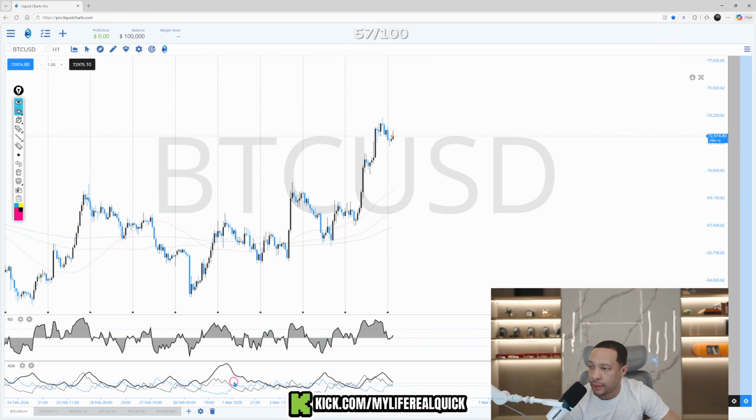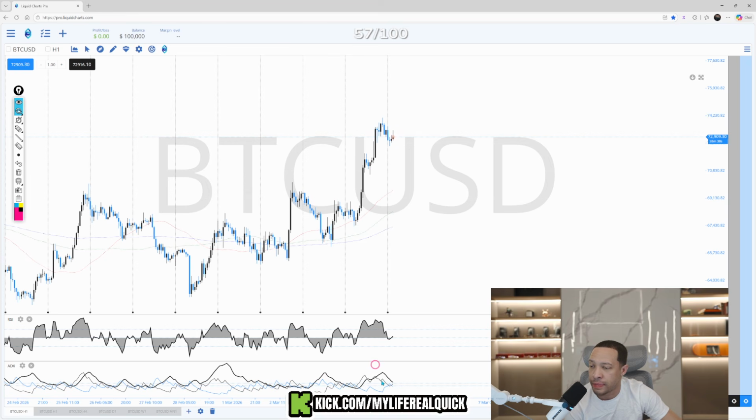Now, if it's a bearish market going down, you will see the reverse of that. You will see the dark, thick black line and this blue line above the 20 and 25. It's identifying that the market is going bearish. So that's my D minus line and the ADX line going bearish. So we have a bearish short-term trend right here.